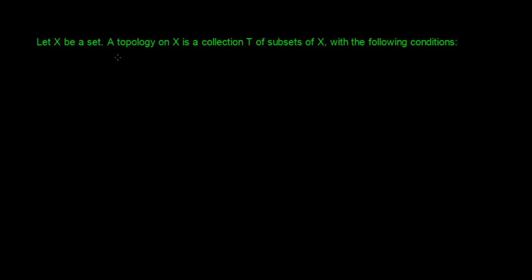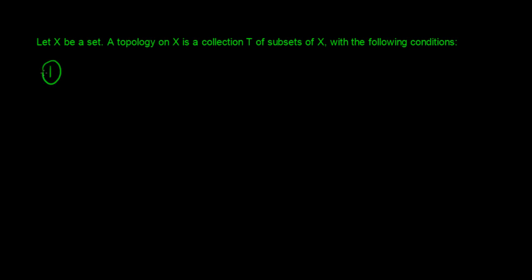So I've got a little bit of text on the screen. I've said let X be a set, so X is some set, capital X, and a topology on X is a collection, capital T, of subsets of X with the following conditions. I'm going to write these conditions down in just a moment, but the thing I want you to pay attention to right now is the topology is going to be a collection of subsets of X. So it's going to be a bunch of subsets of X, okay? With the conditions that I'm about to write down.